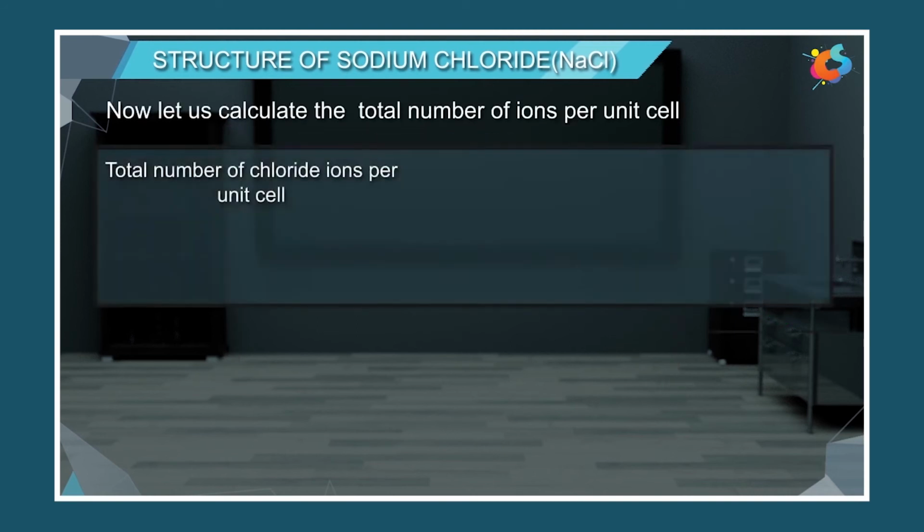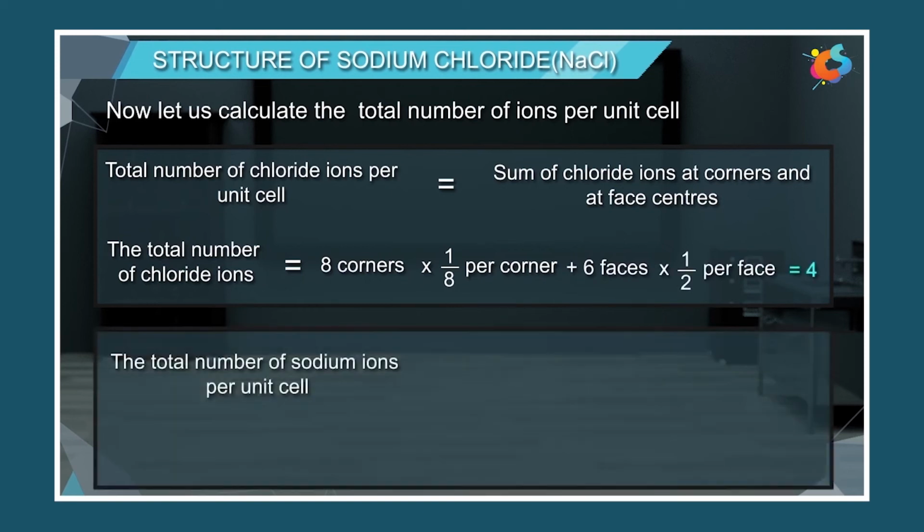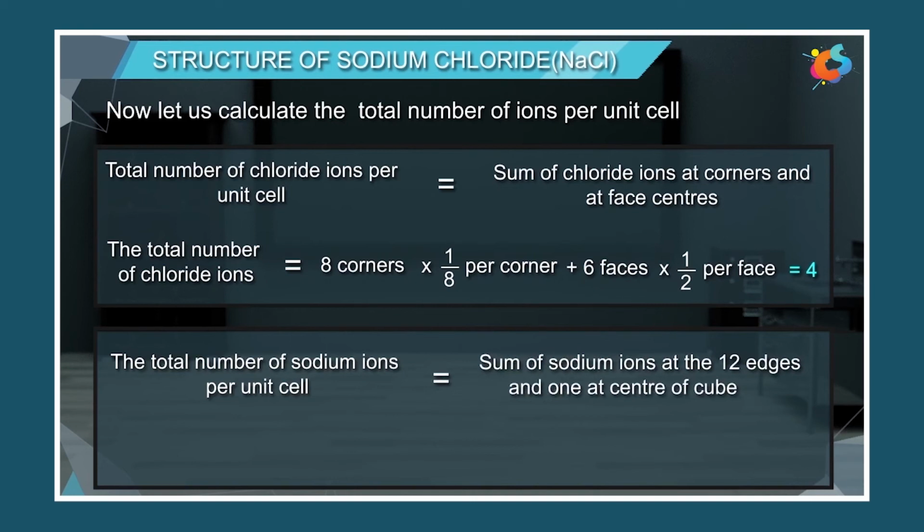Now, let us calculate the total number of ions per unit cell. The total number of chloride ions per unit cell is equal to the sum of chloride ions at corners and at the face centers. The total number of chloride ions is equal to 8 corners times 1/8 per corner plus 6 faces times 1/2 per face, which is equal to 1 plus 3, that is, 4. The total number of sodium ions per unit cell is equal to the sum of sodium ions at the 12 edges and 1 at the center of the cube.